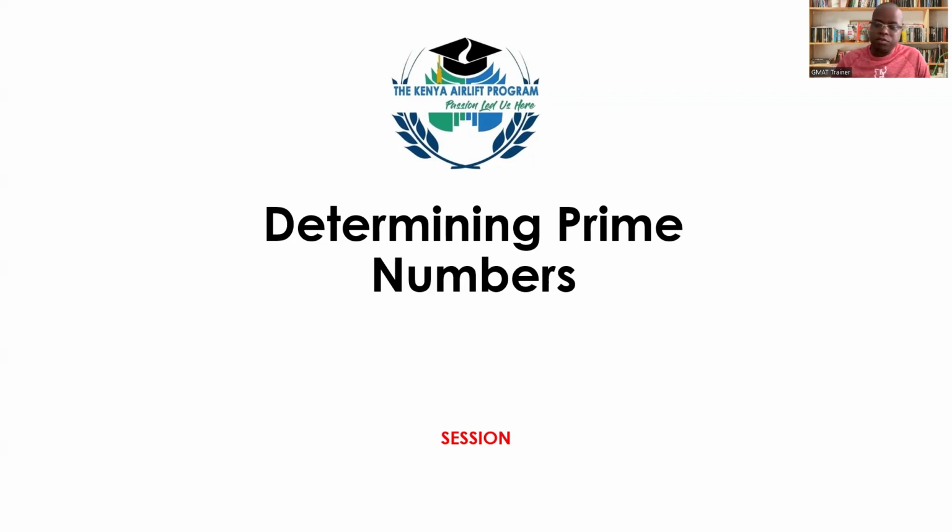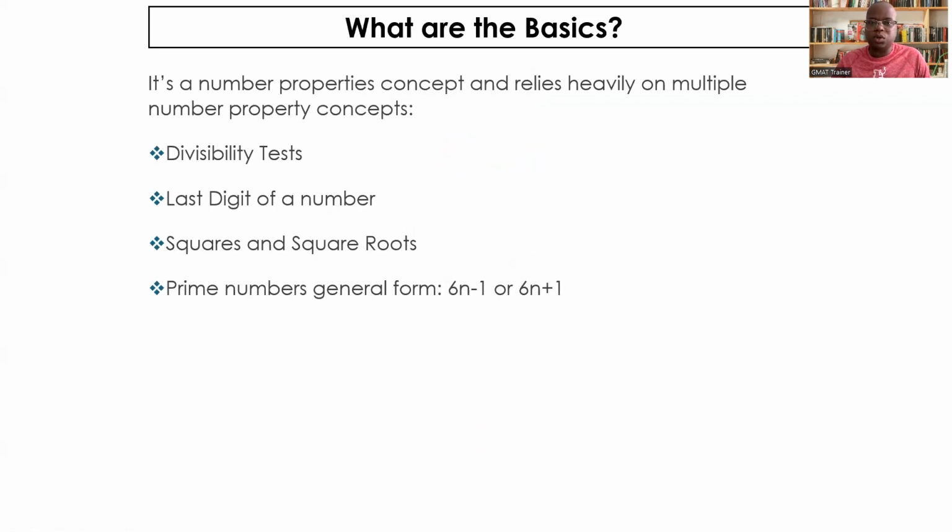Just to start us off, we'll dive right in. What is it about prime numbers that we should know? The basics are that they are number properties concepts, because they fall under that topic. That's where you'll find them. They rely heavily on multiple number properties aspects because they are numbers to start with, and therefore they inherit almost all the other properties that numbers have. So you should know about them.